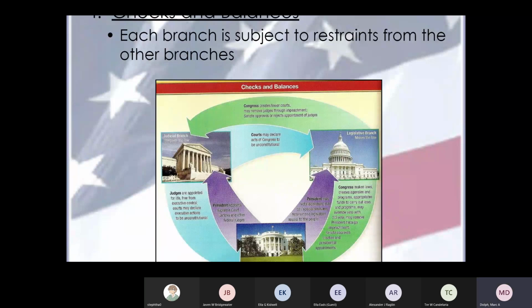The Senate approves the president's appointments to the courts, but the courts can also declare laws unconstitutional. So the Senate has the power to look through and say, hey, we're not going to appoint this justice. Probably a lot of the reasons are political, half the time, depending on who has control of the House, the Senate, all that other stuff, who has control of the executive branch. It all just kind of depends. So this is all a way to make sure that one part of the government doesn't get too powerful.